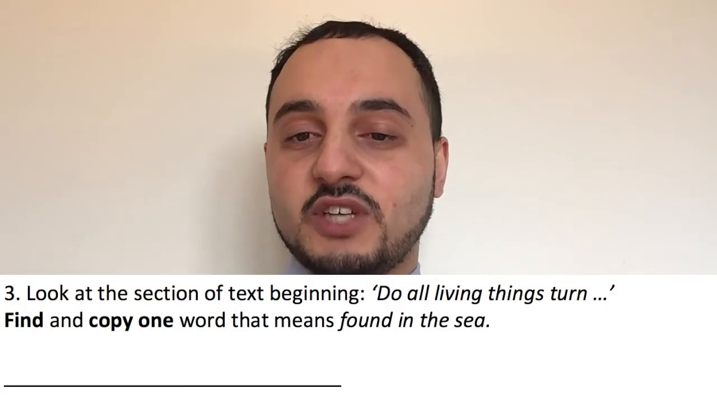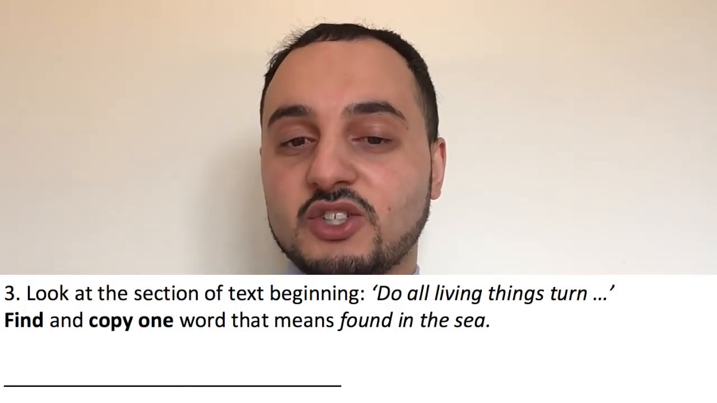So we've whittled it down to 2 options. It's either break down or it's take place. But we're looking for the word occur. What does occur mean? Does it mean to break down? Or does it mean to take place? Well, knowing what the word means, the answer is to take place. Take place is the answer I should be ticking, so that's the one I'm going to tick. Question 3. Look at the section of text beginning, do all living things turn?